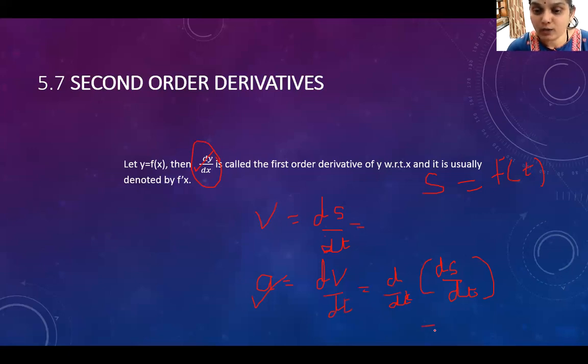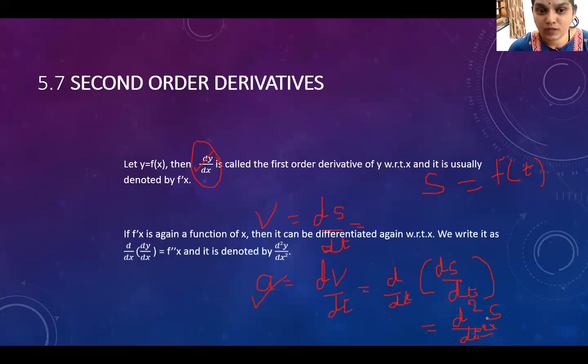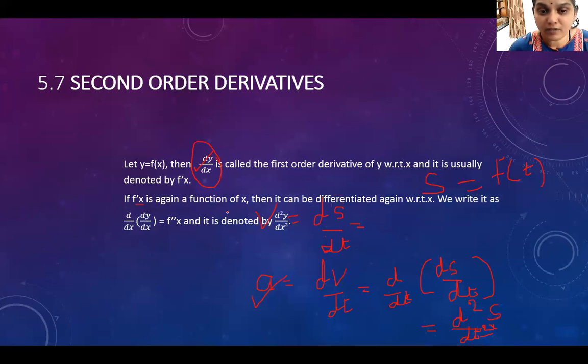It is usually denoted like this: d square upon dt square operating on s. How do you read it? d square s upon dt square. This means d by dt of ds upon dt. So if f dash x is again a function of x, then it can be differentiated again with respect to x. We write it as d by dx of dy by dx, that we read as d square y upon dx square. It doesn't mean that the denominator is x square; it is the derivative d by dx of dy by dx.